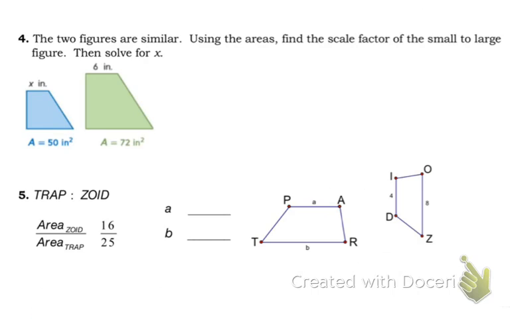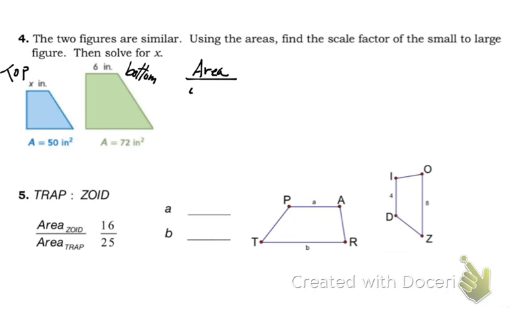We'll hurry up. It says the two figures are similar, using the areas. Find the scale factor of the small to large figure, then solve for x. Small to large tells me this is going to be my top, and this is going to be my bottom. My scale factor is just going to be my small side, which is x over 6. Well, does that give me my scale factor? No. Okay, let's go somewhere else. Do we know the areas of both of them? Let's go with the area scaling.